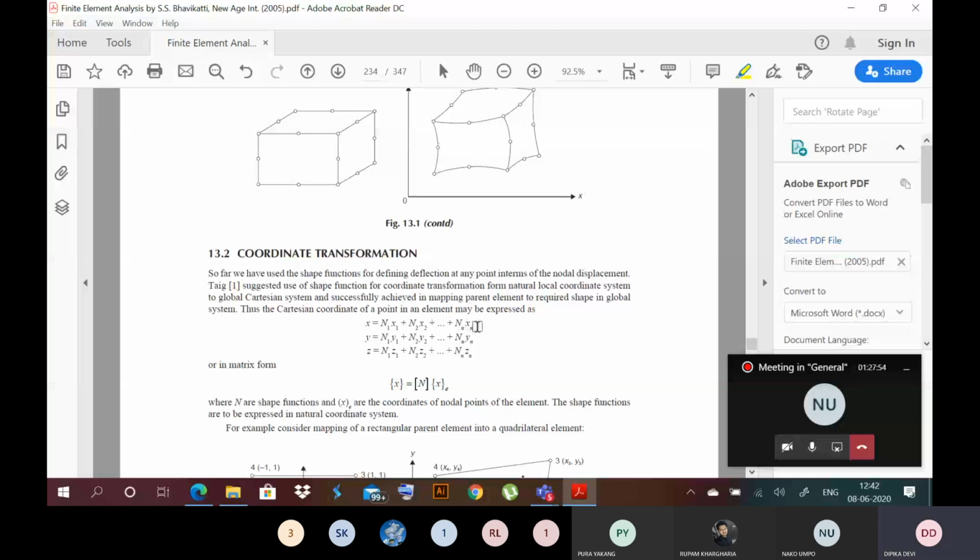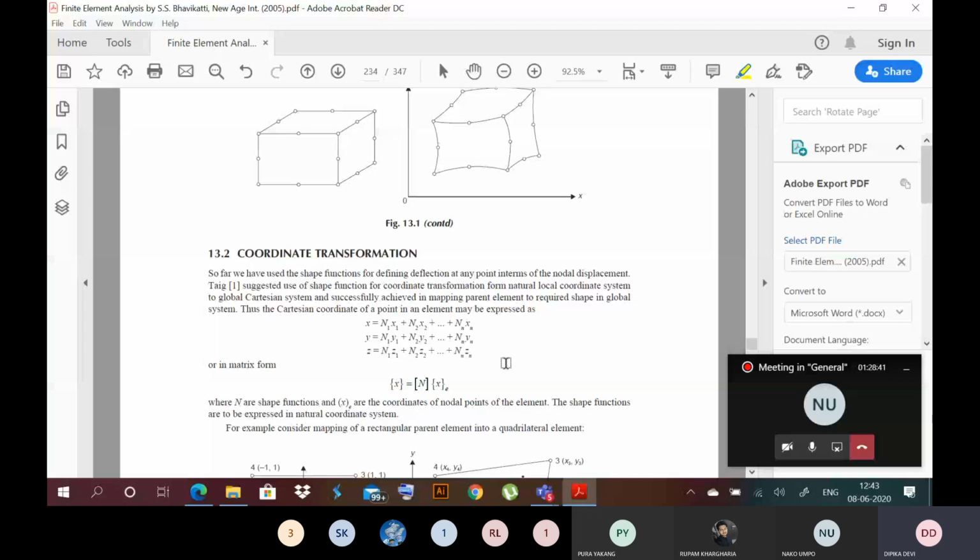If you have any point P within the element whose coordinate is x, y, z, then x will be equal to N1 x1 plus N2 x2 plus up to Nn xn, where N1, N2, N3, Nn are the shape functions of nodes 1, 2, 3 and their values at that particular point. To find N1, N2, N3, you have to put the values of xi, eta at that particular point. So these N1, N2, N3, Nn will be functions of xi, eta, gamma. Given the coordinate in terms of xi, eta, gamma, you can find the values of N1, N2, N3 at a given point. Then you can find the corresponding values of x, y, z. So this concept is called isoparametric concept.